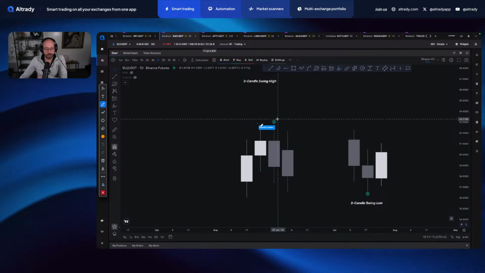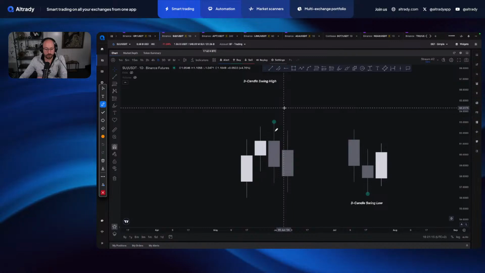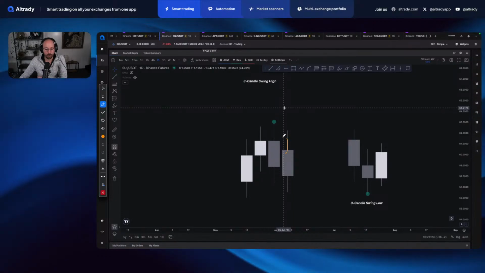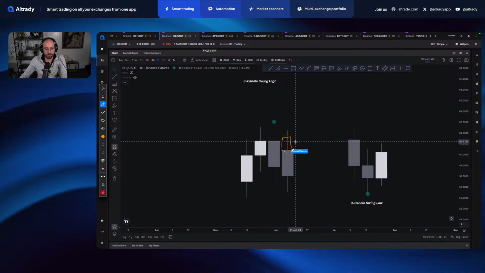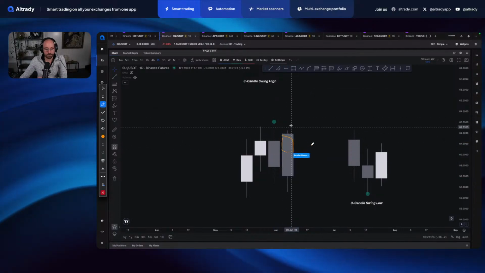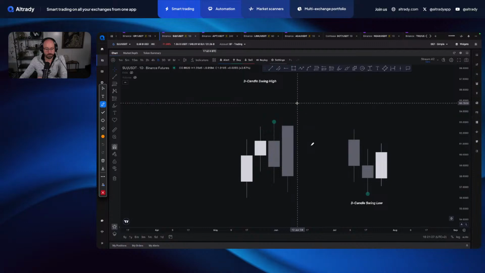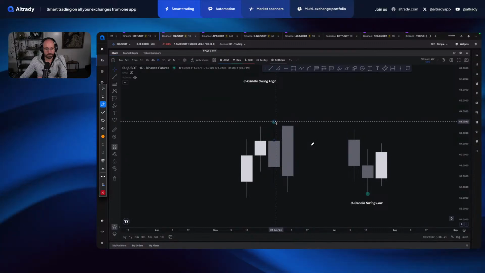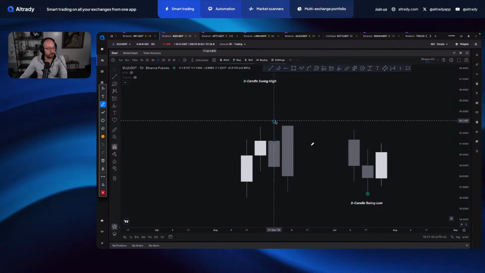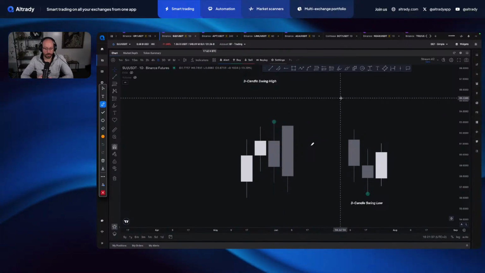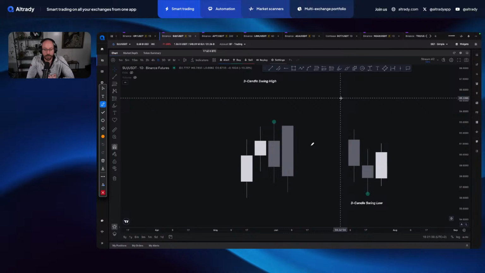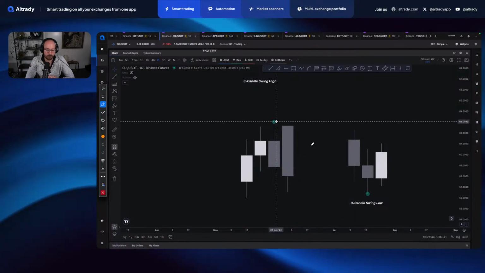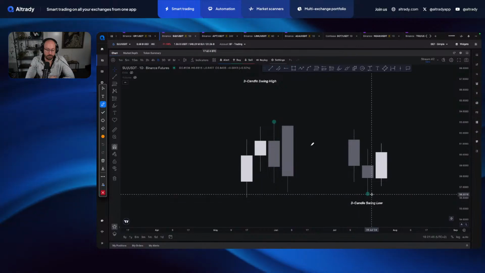So is it just the 3-candle formation? Is it just the wicks that count, or is the body also... would it matter if this opened like here? It doesn't matter. It can be anywhere, even if it was like this, as long as this candle is lower than the maximum point of this one. So this would be the swing high. So it's the true high point of the 3-candle formation. It's just the maximum point in this case and the minimum point in this case.